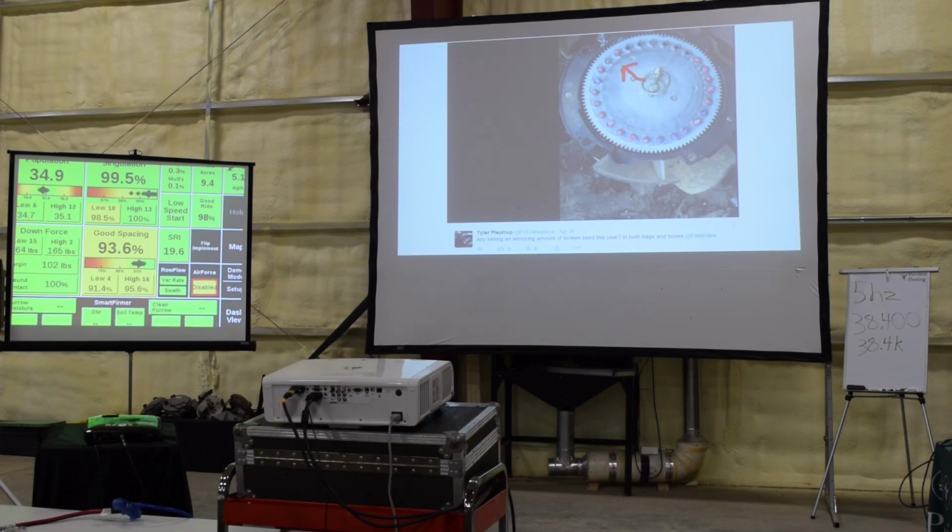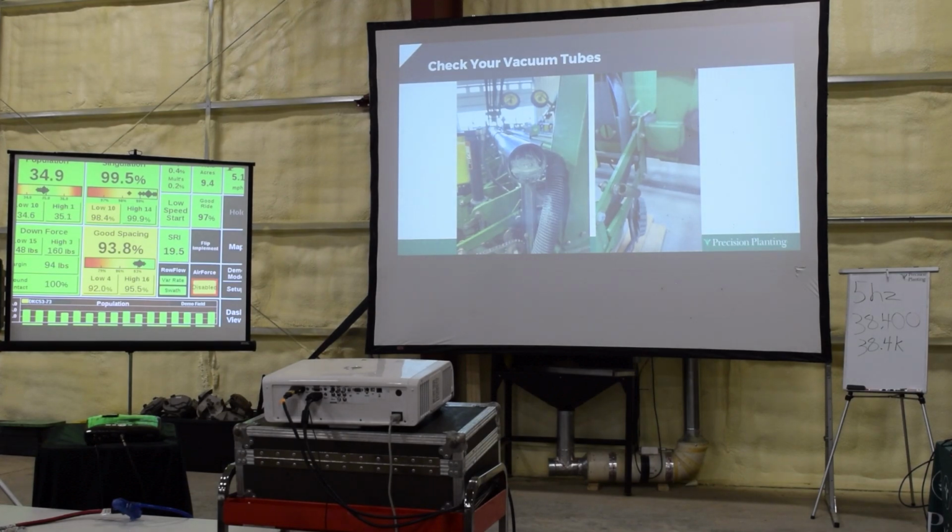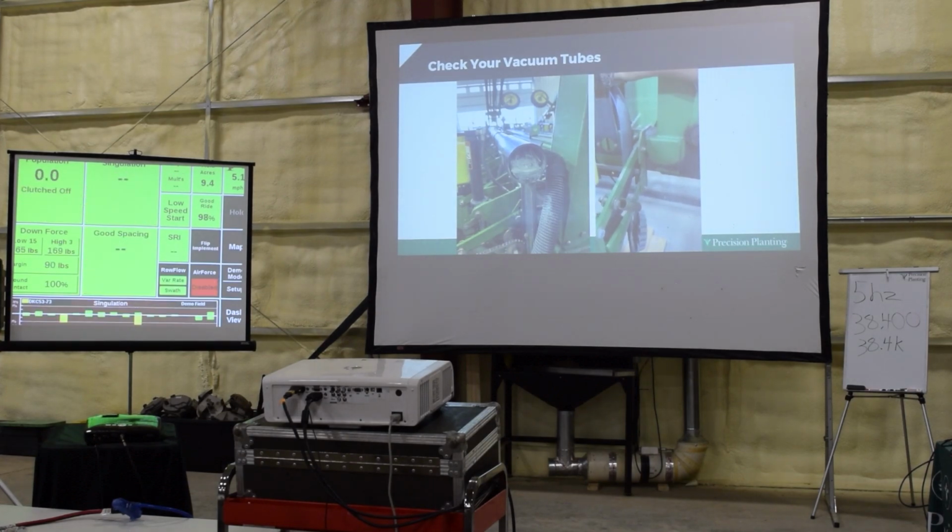Now maybe it might be something like, hey, it seems like I got goofy singulation on just a couple rows. We might have to think bigger picture. Is there something blocking that vacuum tube? Okay. You just don't know what's taking place.